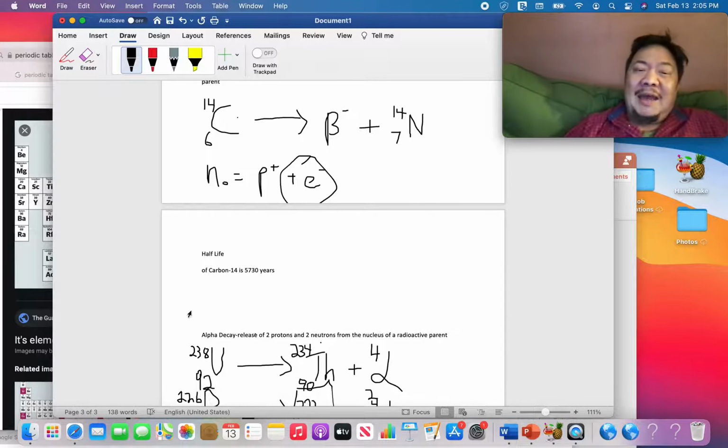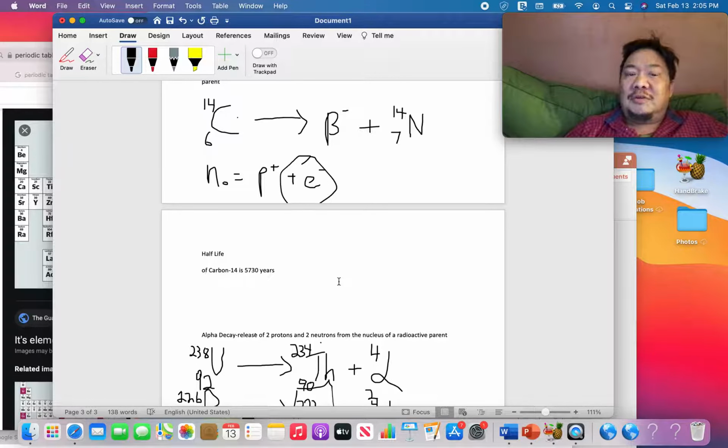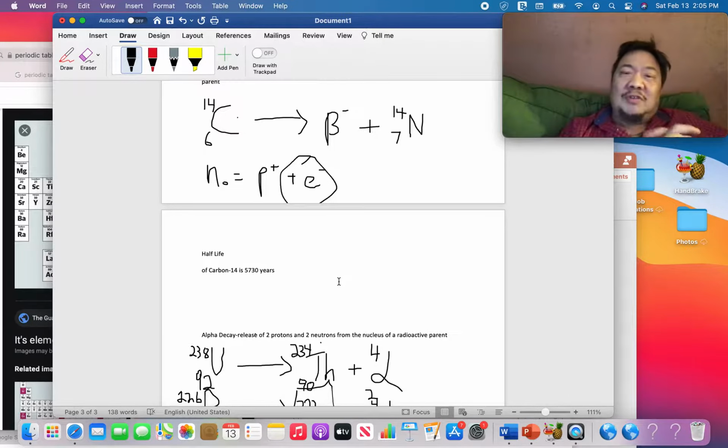So if the half-life of carbon-14 is 5,730 years, that means the amount of time it takes for half of the radioactive carbon-14 atoms in your sample to change into nitrogen-14 is 5,730 years. And here's a way you can visualize it.